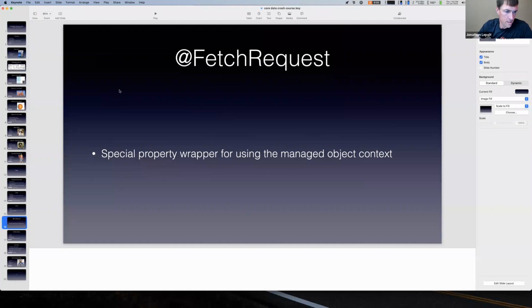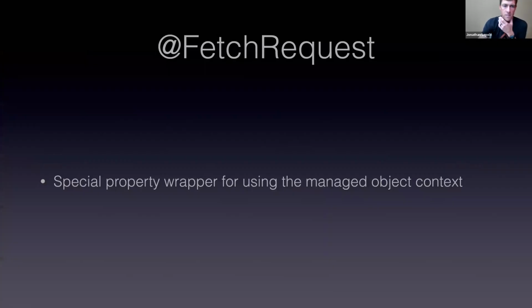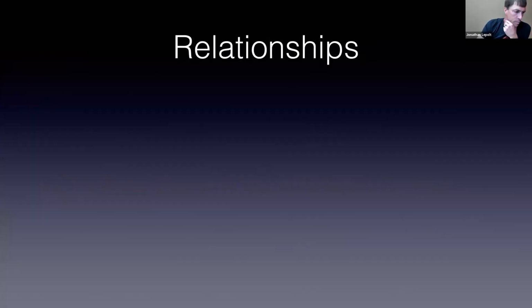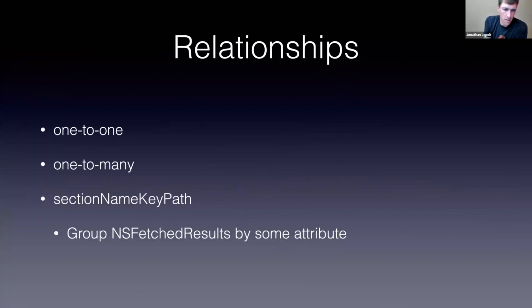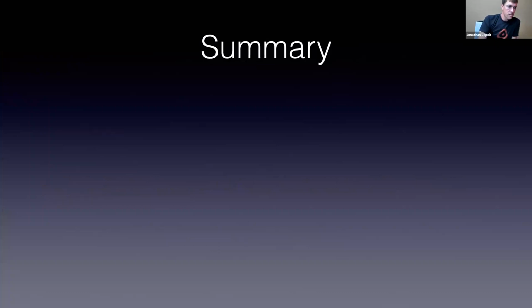So that's the code. I just have a couple more slides and we'll whip through these things, and then that'll be pretty much it. So I just want to touch very briefly on relationships. So I pointed out they can be one-to-one, one-to-many, and we used a section named key path to group our results by a particular attribute. Then just a quick summary.